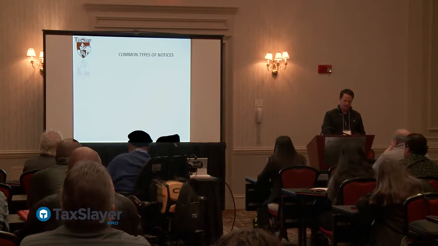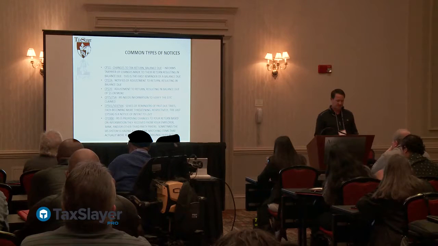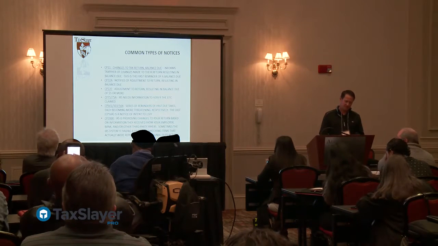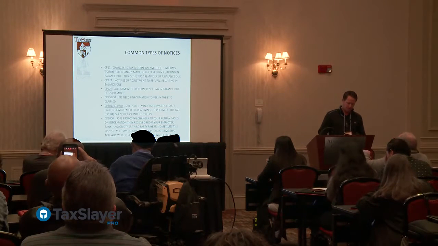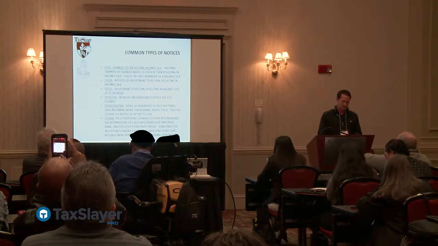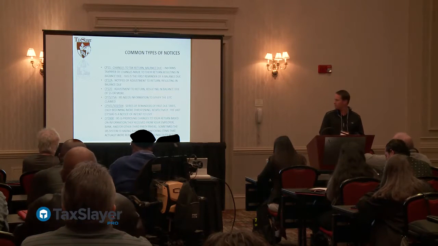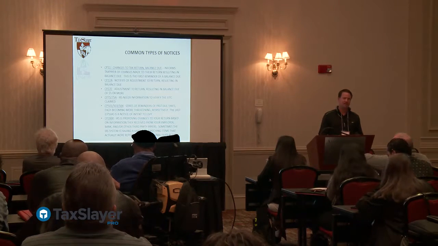What are some of the common types of notices? You have the CP11, changes to tax return balance due. This informs taxpayer of changes made to their return resulting in a balance due. This is the first reminder of a balance due. CP22A notifies of adjustment to the return resulting in a balance due. CP22E is adjustment to the return resulting in a balance due of $5 or more.